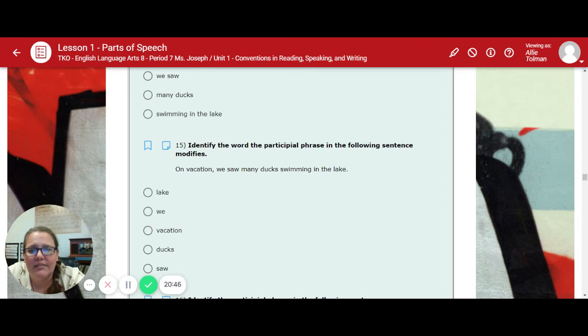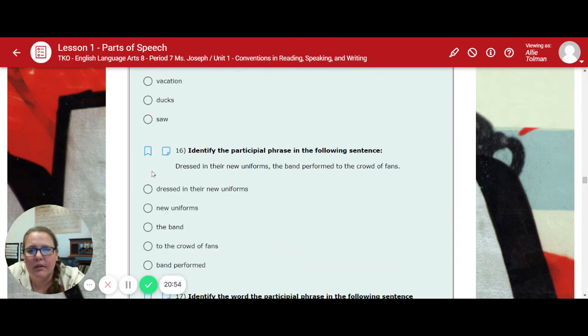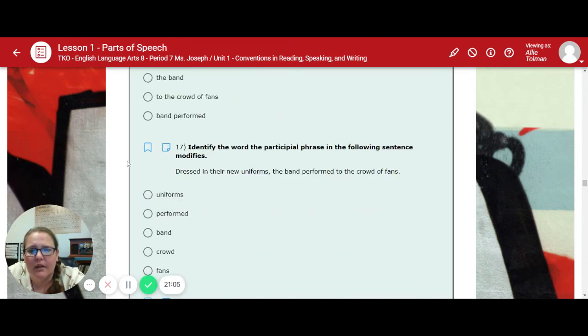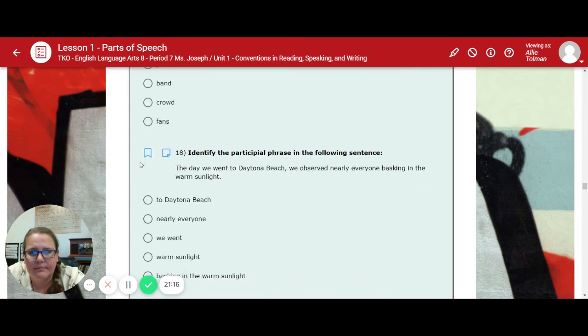15. Identify the word the participle phrase in the following sentence modifies. On vacation, we saw many ducks swimming in the lake. Identify the participle phrase in the following sentence. Dressed in their new uniforms, the band performed to the crowd of fans. Number 17. Identify the word the participle phrase in the following sentence modifies. Dressed in their new uniforms, the band performed to the crowd of fans.